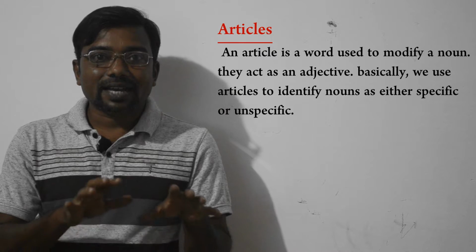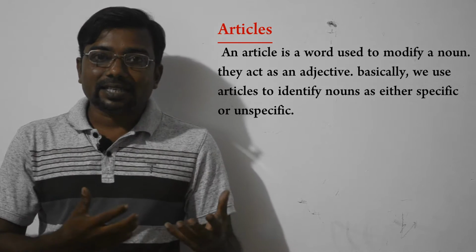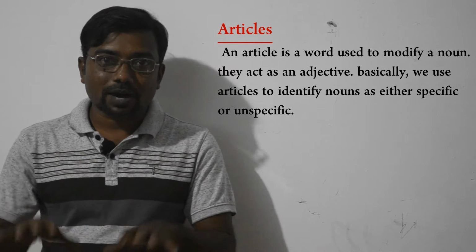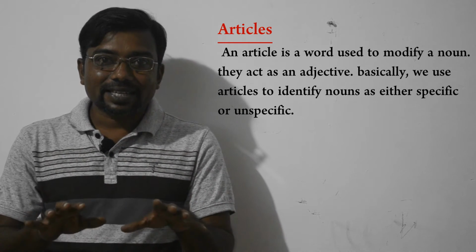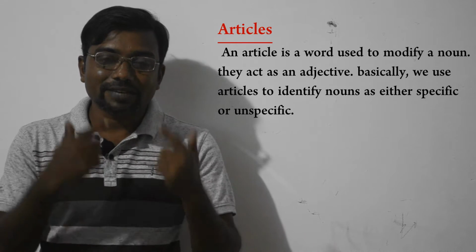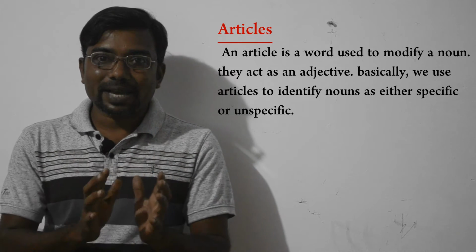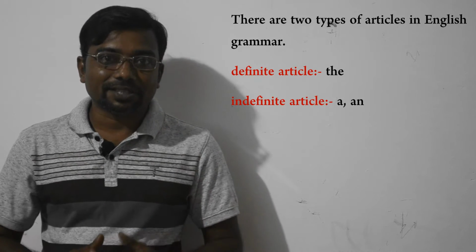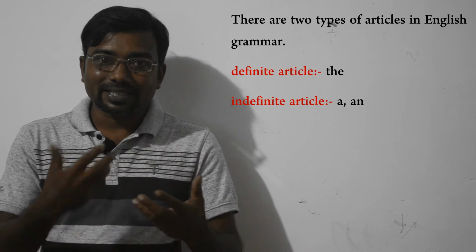First of all, let's talk about what these articles are. Articles are words that we use before a noun to modify that noun. Technically, articles act as adjectives, because adjectives always modify nouns, and so do articles. Basically, we use articles to identify whether a noun is specific or unspecific. In English grammar, there are three articles: a, an, and the. These are very small words, but they do a big job in the sentence.